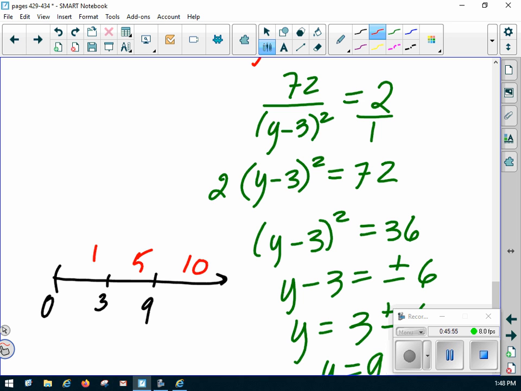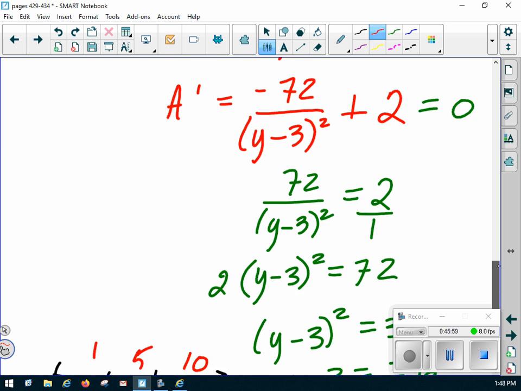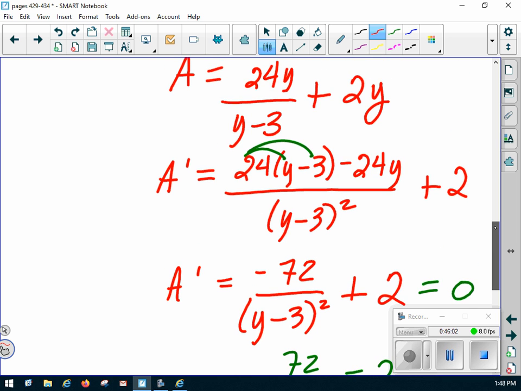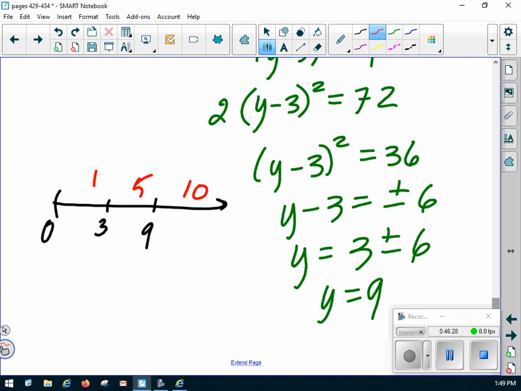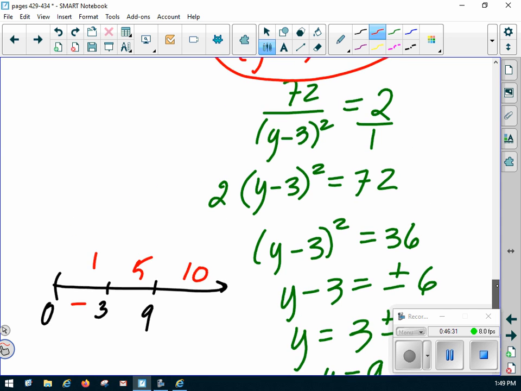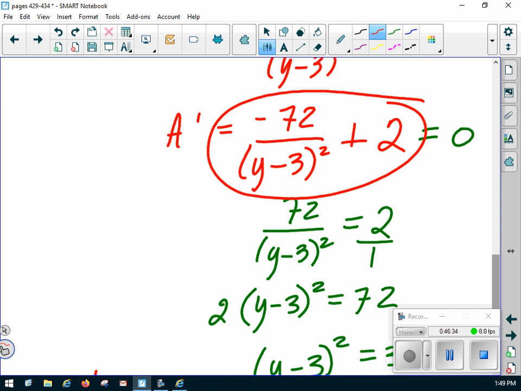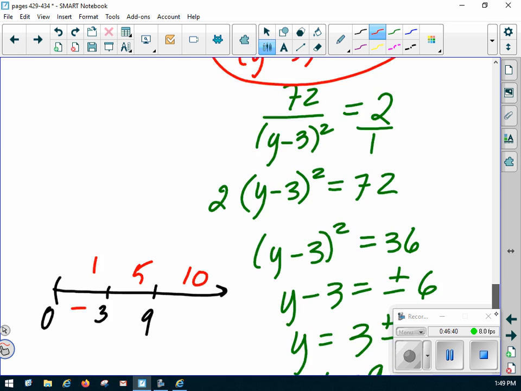I think I know the answer to your question, but I'm going to let the sign chart do it because I'm not 100% sure. If y is 1, here's the derivative, right? If y is 1, then this is going to be a negative divided by a positive. So it's going to be negative 72 divided by 4 plus 2. That's negative. 5 minus 3, 2 squared is 4. That's still going to be negative.